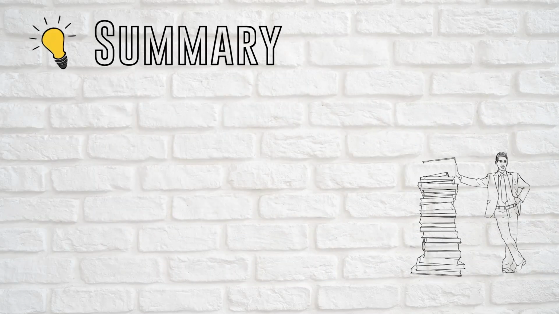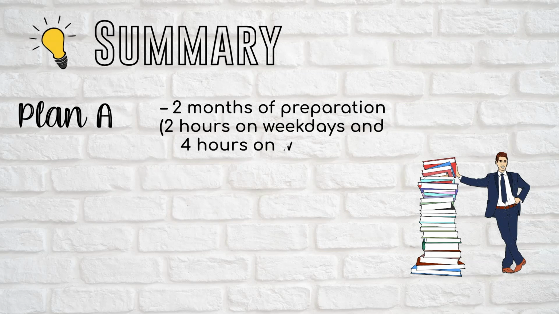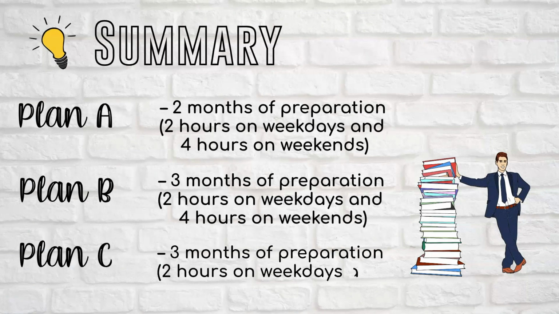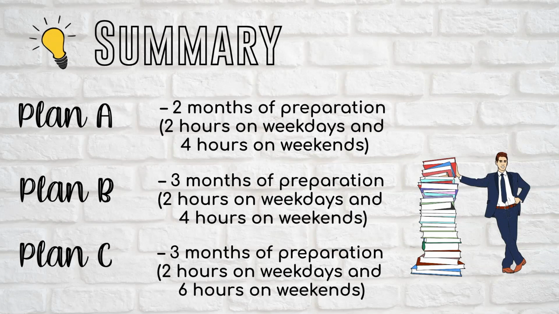So to summarize it, for Plan A, you need 2 months of preparation, wherein you need to commit 2 hours of study time on weekdays and 4 hours on weekends. For Plan B, you need 3 months of preparation, wherein you also need to commit 2 hours of study time on weekdays and 4 hours on weekends. For Plan C, it's going to be 3 months of preparation, and same as well, you need to allocate 2 hours of study time on weekdays and an additional 2 hours, making it 6 hours of study time on weekends.